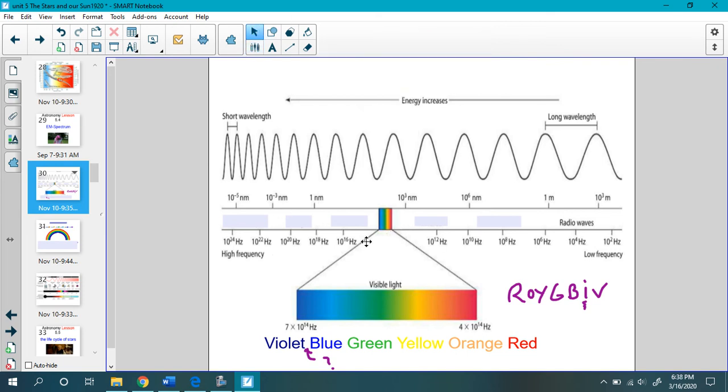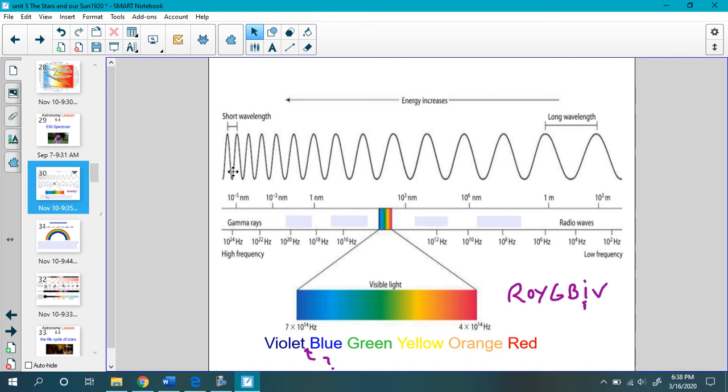Okay, so aside from our visible light, on the short wavelength side, see how these wave crests, those little tops, are really, really close together? It means they're giving lots and lots of energy. Energy in the form of gamma rays. Hulk smash.